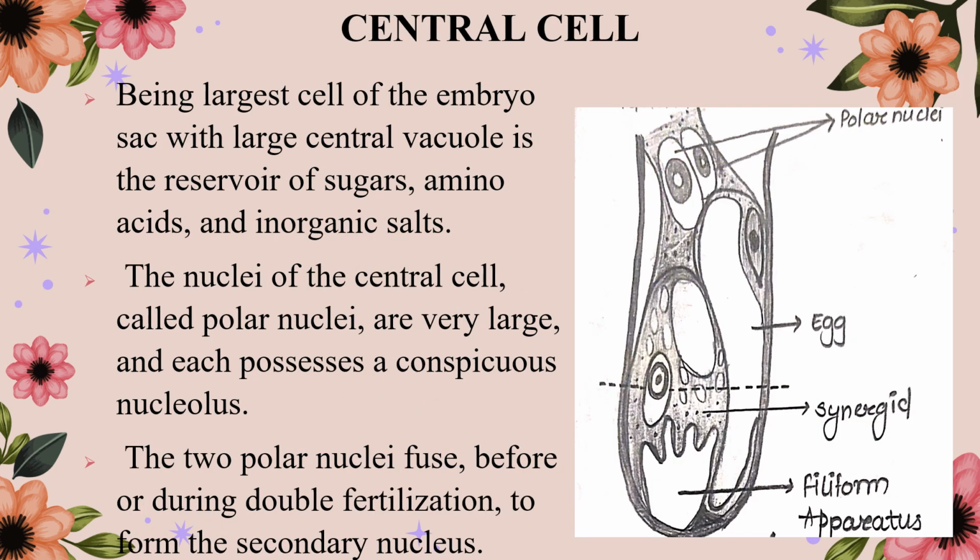The central cell, being the largest cell of the embryo sac with a large central vacuole, is the reservoir of sugars, amino acids, and inorganic salts. The nuclei of the central cell, called polar nuclei, are very large and each possesses a conspicuous nucleolus. Either they fuse before double fertilization to give rise to a diploid secondary nucleus, or the two wait for the male gamete and fuse during triple fusion to give rise to the primary endosperm nucleus, which is triploid.